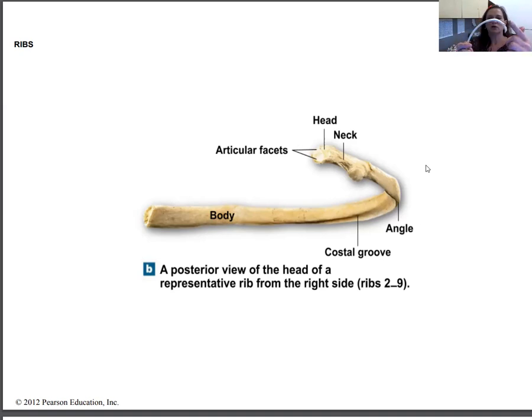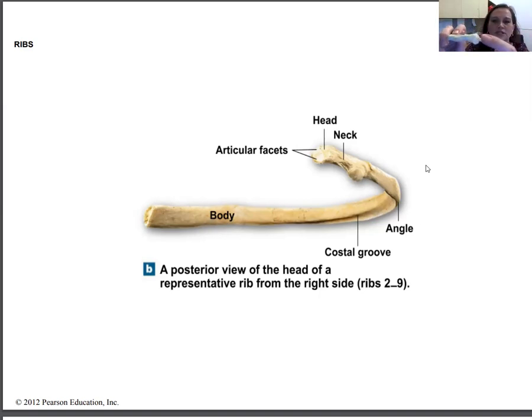As it makes its turn, so you can see here it makes the turn, that is the angle. And then on the very underside of the rib, there is a groove right there. That groove is called the costal groove. Costal means rib. So that costal groove is sitting on the underside of that rib right there. That's the costal groove.